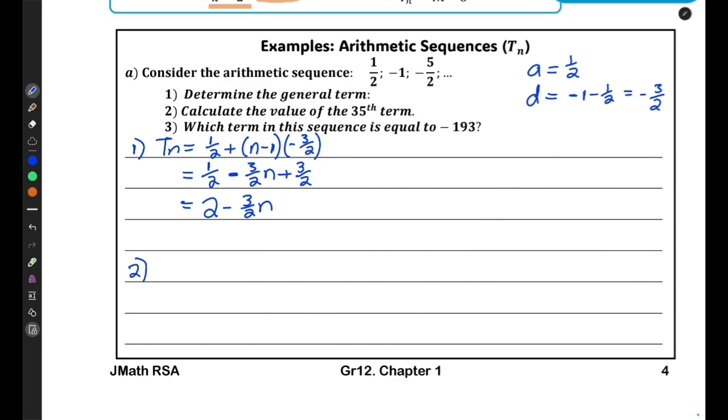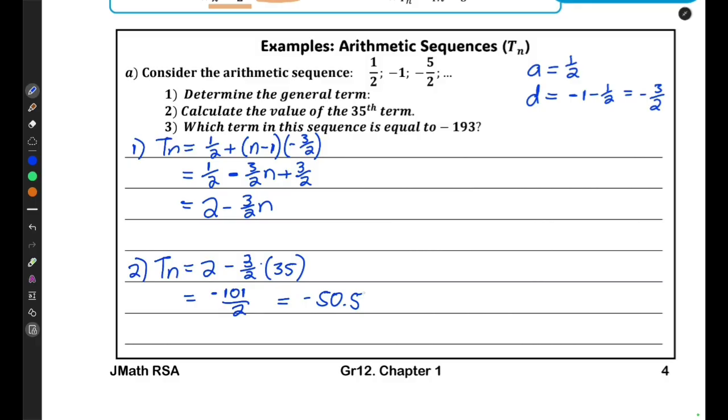Next question, calculate the value of the 35th term. So I'm going to take my formula that I just got, and in the place of n, I am going to put in 35. Now you can just type it in the calculator and then get the answer. My calculator tells me this answer is minus 101 over 2, or I can just say minus 50.5.